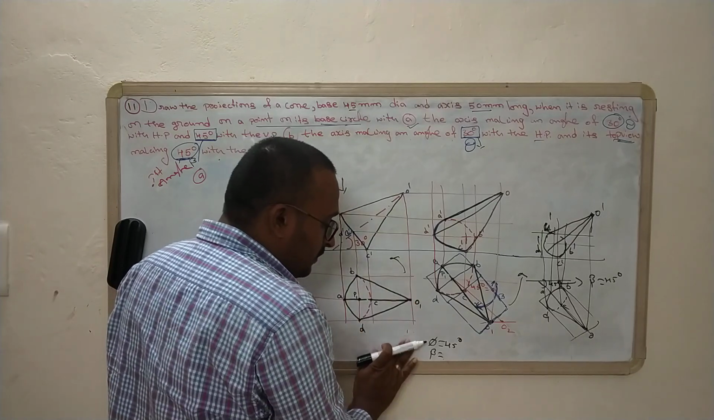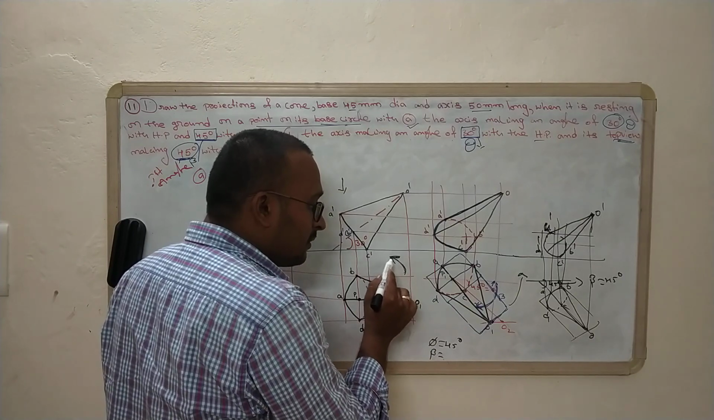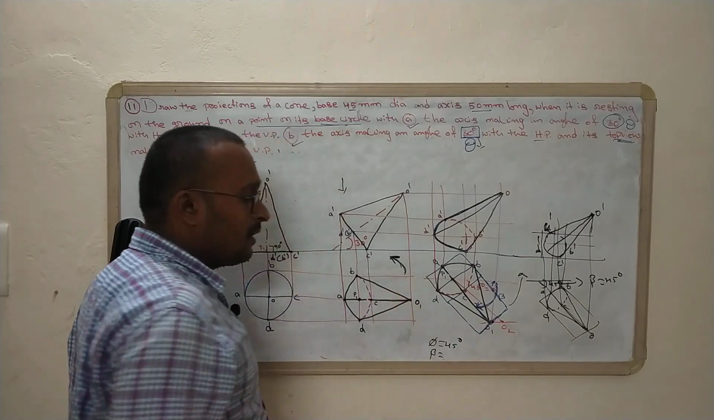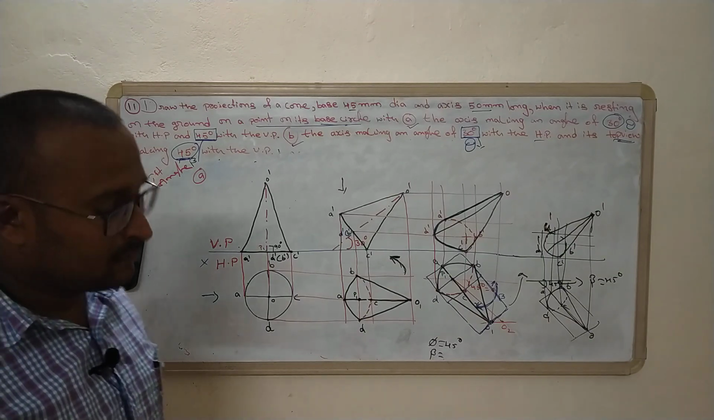But suppose the apex is nearer to the VP, here this is the way we need to rotate. Clear? So thank you.